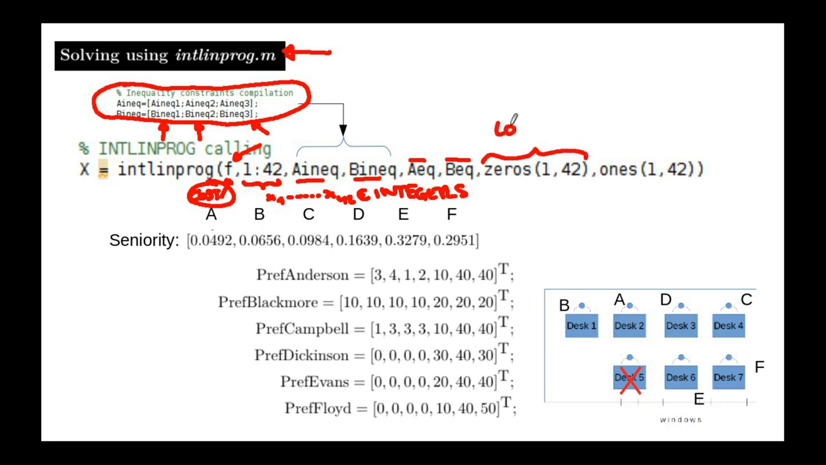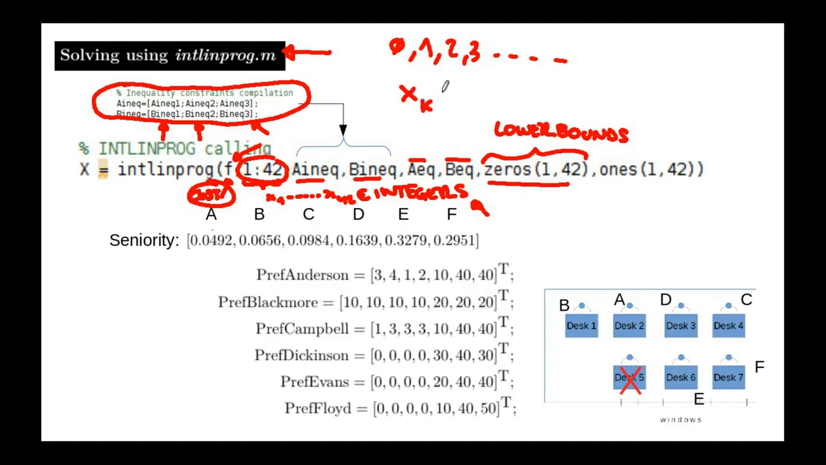other lower bounds. Yeah, that means that these elements in here from 1 to 42 means that all the elements in X will be integers, but integers can be 0, 1, 2, 3, okay? I must state that the lower bound of all the elements in X is 0. So this way I'm telling that the elements in the optimization array will be 0 as the lower bound.